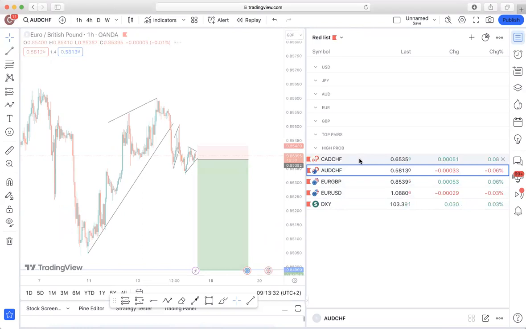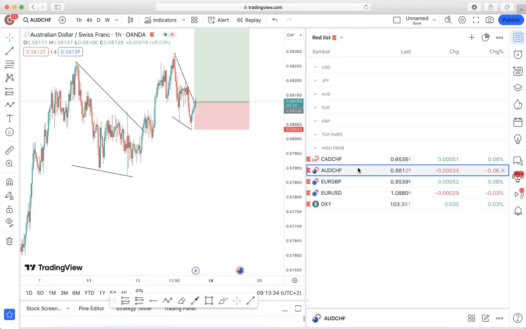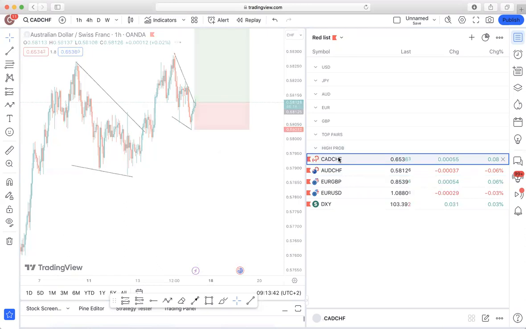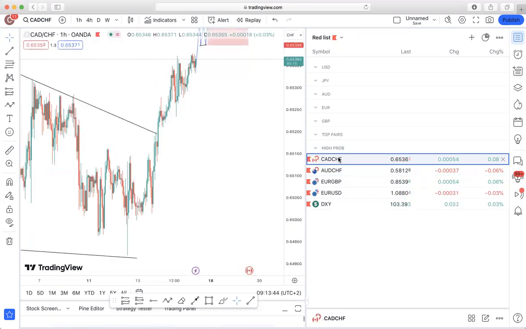And also on these two, CADCHF and AUDCHF, I cannot be executing both of these at the same time. So I'd rather execute AUD over CHF, because this one is currently ready to be traded, and CADCHF still needs a little bit of time to develop. So yeah, this is how my watch list has been looking.